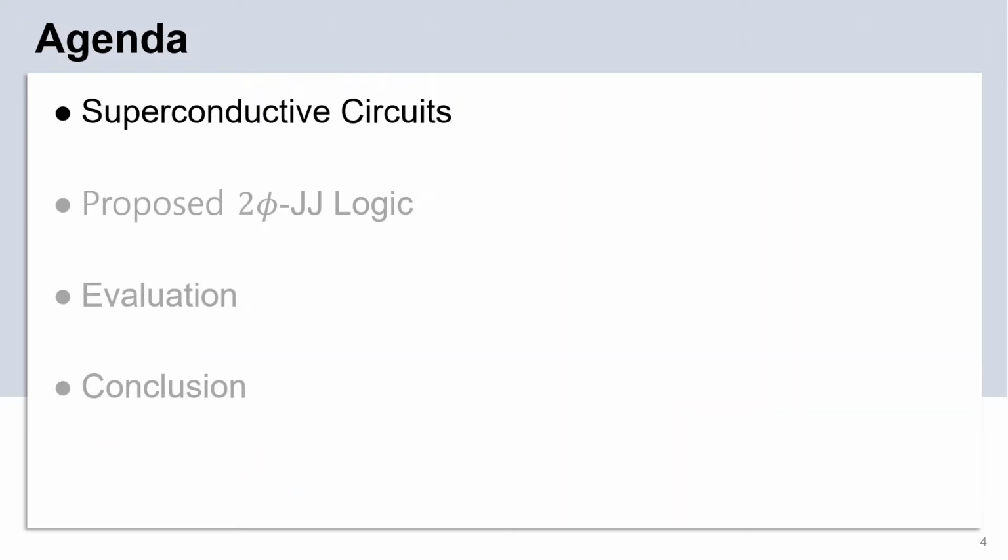The focus of this talk is to present and show you superconductive circuits, one main disadvantage in this technology, and how it can be solved. So I'm going to start with a short background on superconductive circuits, then I'll explain about logic circuits that can be implemented using 2-phi JJ. Then after that, I'll demonstrate our results and conclude our work.